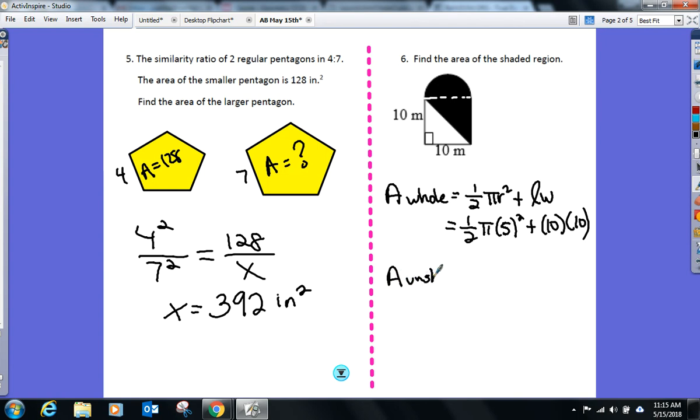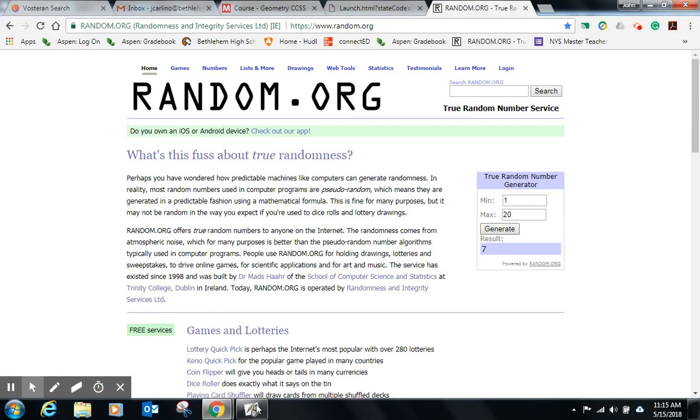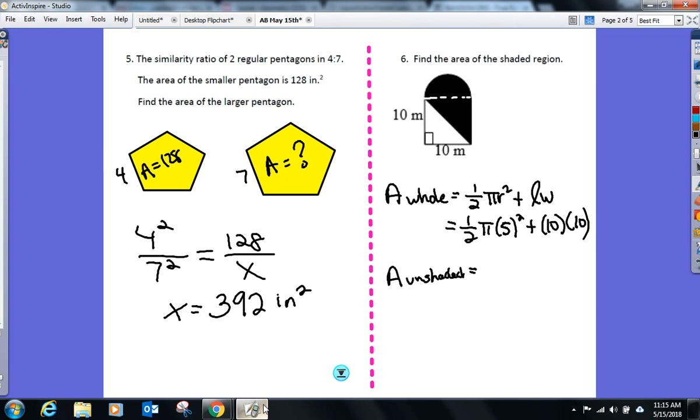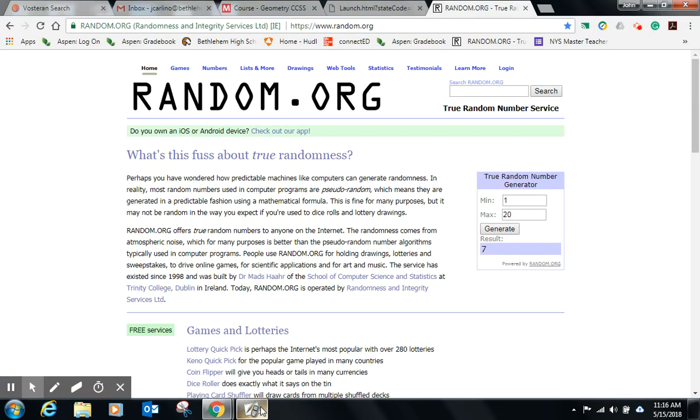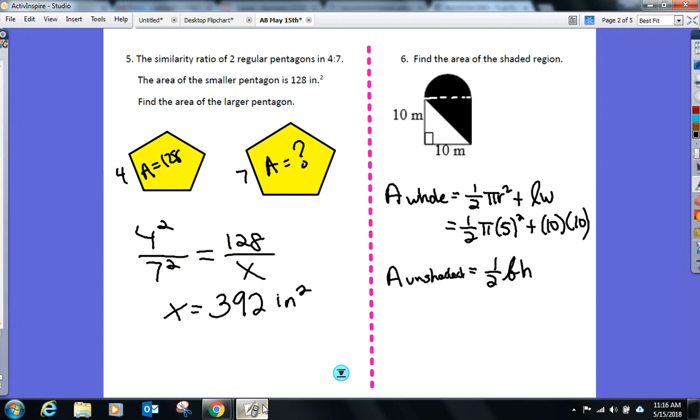So now we'll take the area of the unshaded. And what figure is the unshaded? Here we go. What figure is the unshaded? Okay, what's the area formula? Any triangle? 1/2 base times height. Amy said it was a right triangle. What do I know about the base and height here? It's the 2 legs in a right triangle, base and height, 10 and 10. And then I'll give you guys a second right now to find the area of the shaded region now. What do I do with those two to find the area of the shaded region?